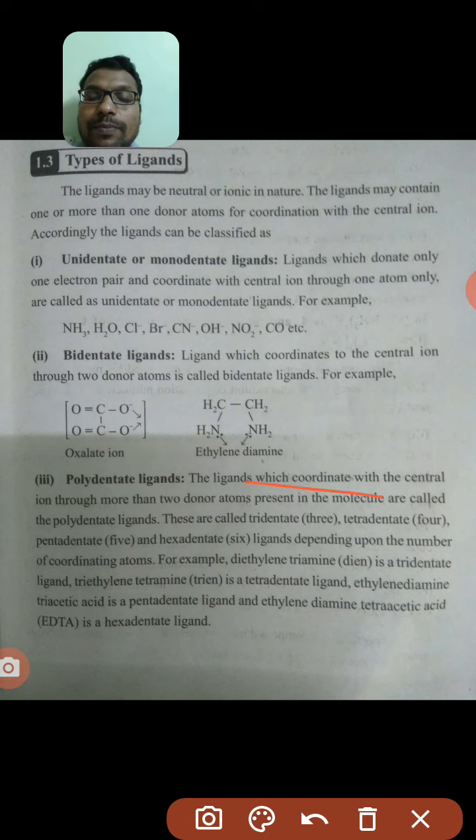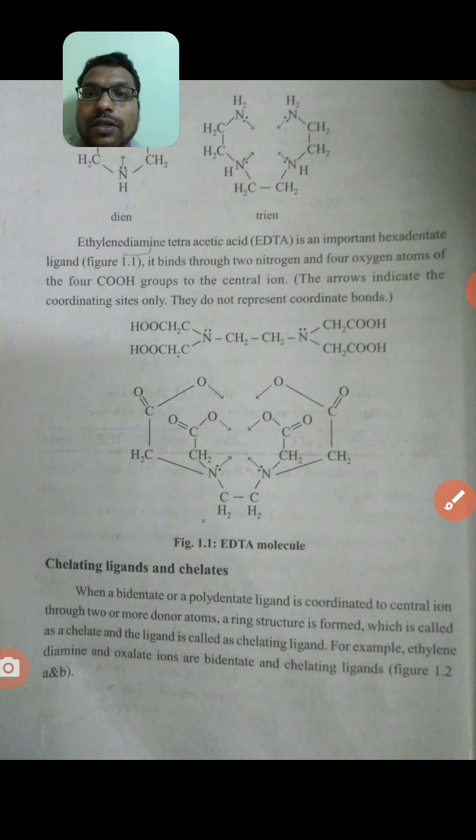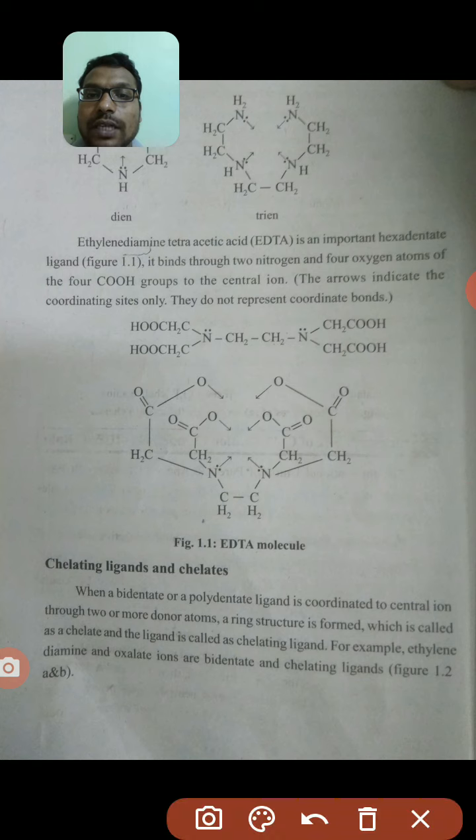So next we'll go for some more examples regarding polydentate ligand. Polydentate ligands, you can see here diene, triene. Okay? So next you can see here EDTA, ethylene diamine tetraacetic acid. In this example you can see how many donor atoms are present, totally 6. So that's why it comes under hexadentate ligand.